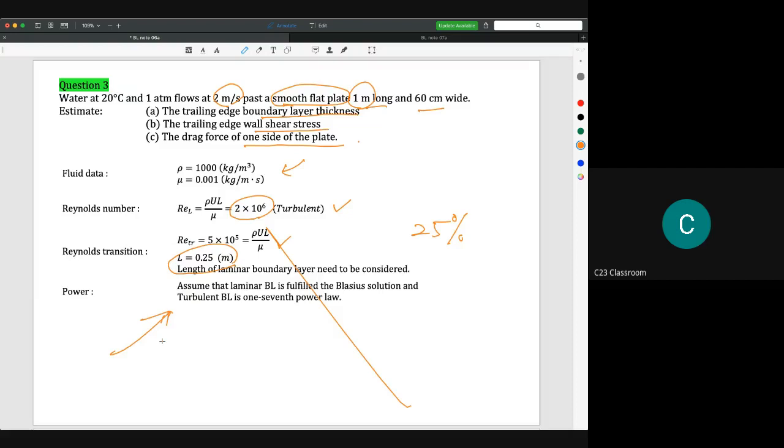For the laminar boundary layer, it is okay for us to use the Blasius solution. And for the turbulent boundary layer, we use the 1/7 power law assumption.